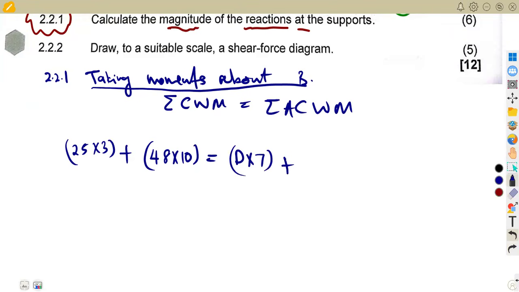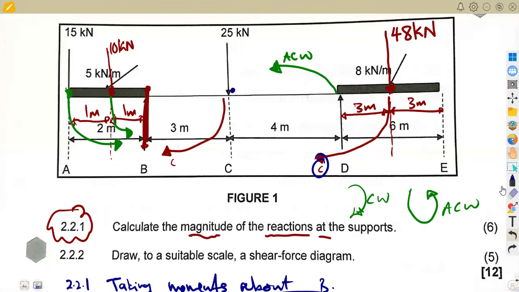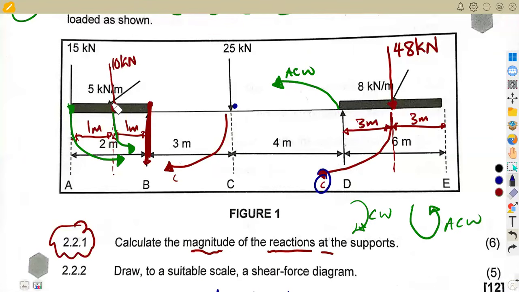We still have another anti-clockwise on this side. It's going anti-clockwise, the 10 back to B. The distance here is 1 meter, because this one was divided between the 2 meters. So it's going to be 1 meter back to B. So that's 10 times 1.